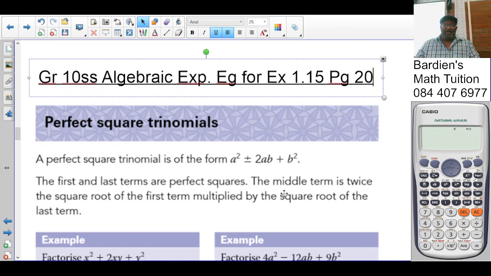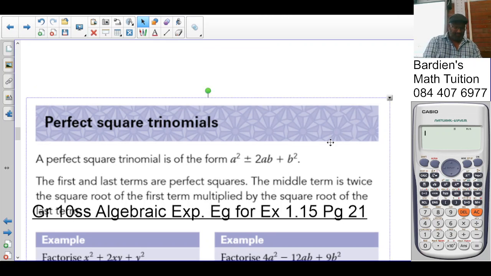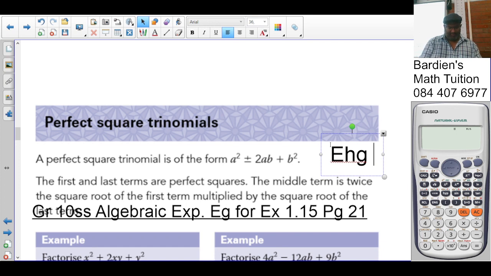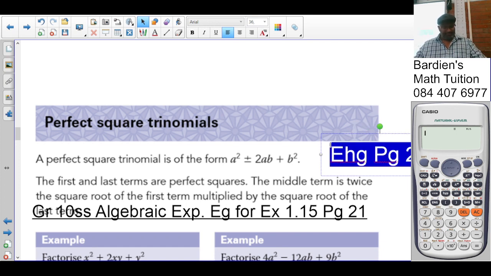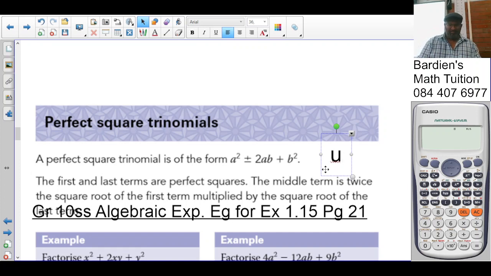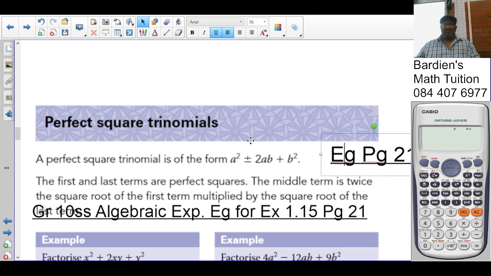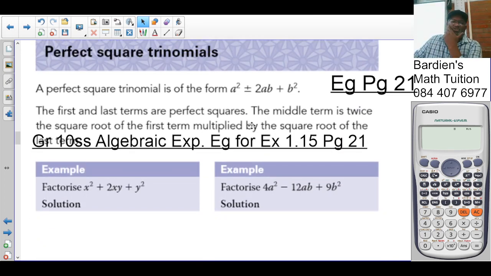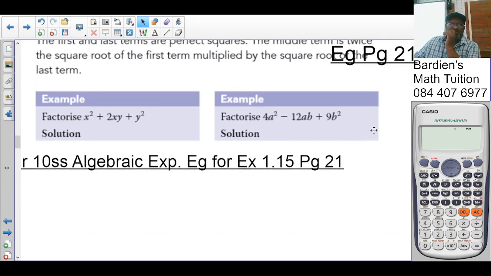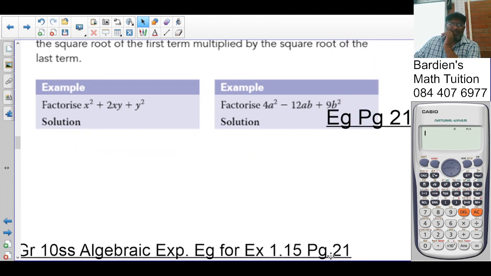Okay, so this is on page... Which page are we on? The perfect square trinomials. The examples. Sorry, the exercise on page 21. Right. And the examples are also on page 21. Right, here we go. So last year we spoke about perfect square trinomials already, do you remember? We did this extensively last year. So now we're looking at the examples on page 21.